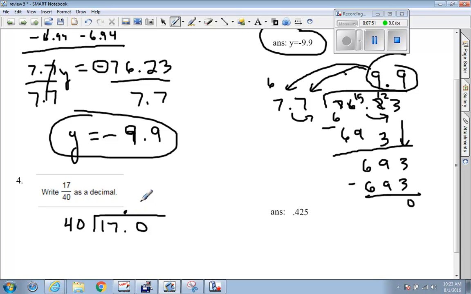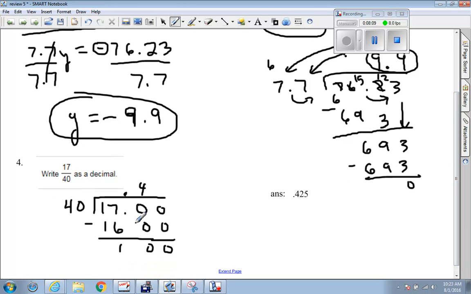maybe about 4 times. 4 times 0 is 0. 4 times 4 is 16. And then you can bring down these trailing zeros, they don't affect it. So now 40 into 100, you say maybe about twice, because 2 times 40 is 80.